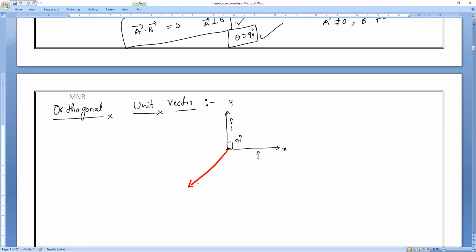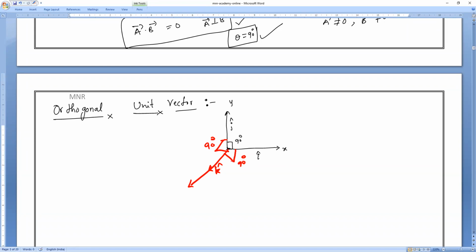Because it is a two-dimensional board, I cannot draw three-dimensional, so this is the K cap. Now, K cap, you tell me, what is the angle between J cap and K cap? 90 degrees. What is the angle between K cap and I cap also? Which is also equal to 90 degrees.